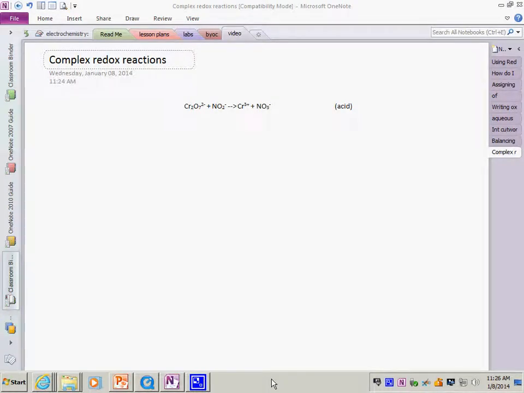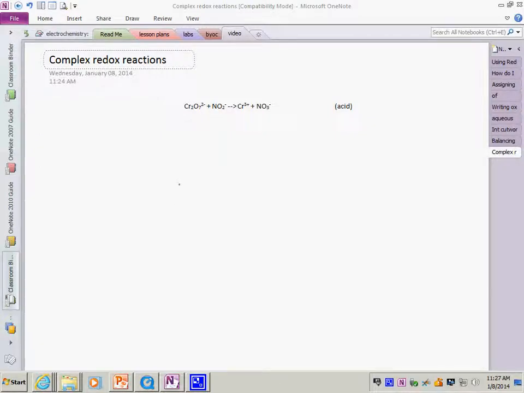Well, my name is Andy Schweitzer, and here's a short little procedural video on how to balance what I refer to as complex redox reactions. Now, the words complex or simple redox reactions are not something that you're going to find in a textbook. It's just my way of describing two different types of redox reactions.